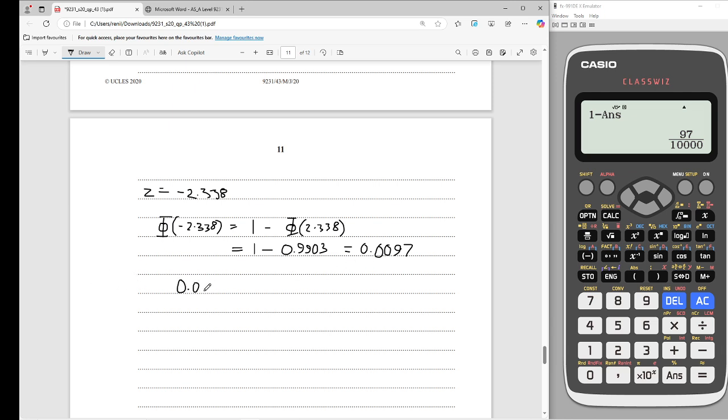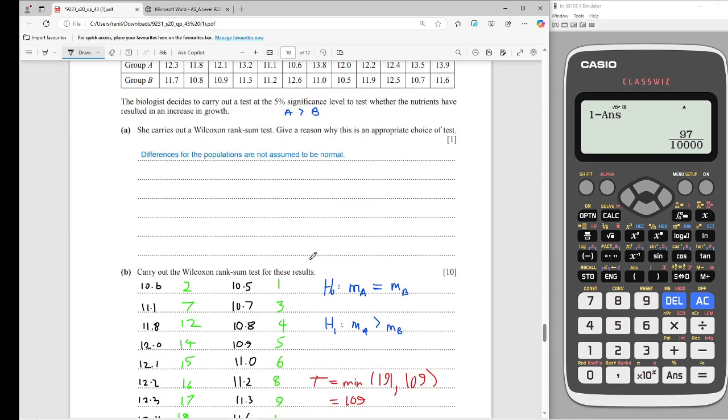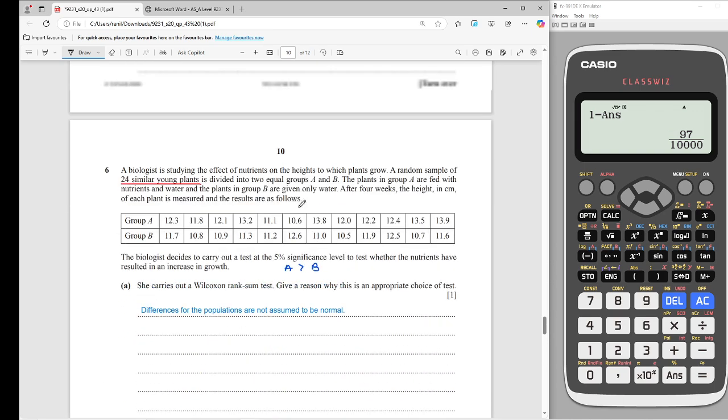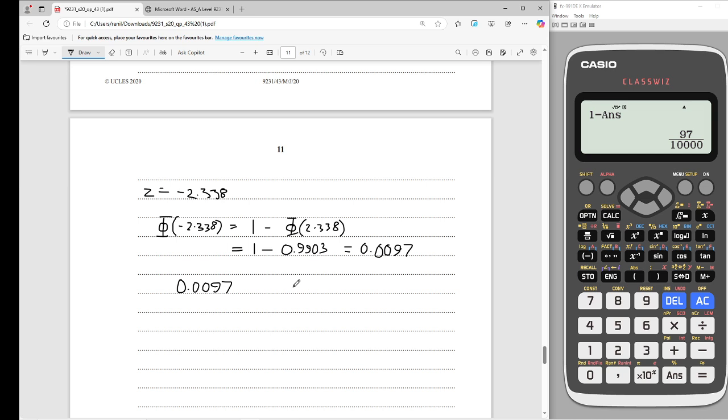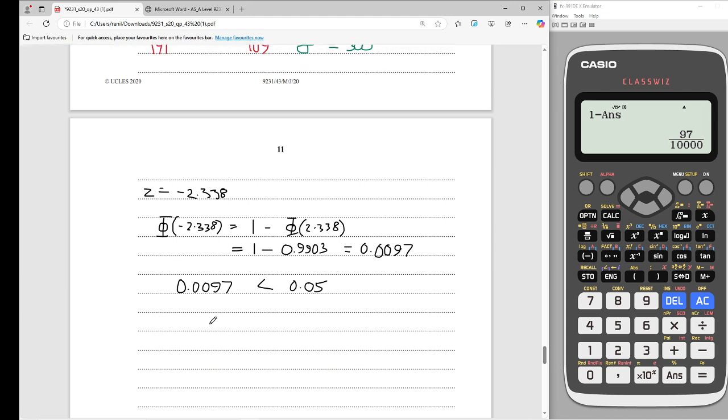Now this value right here, 0.0097, we have to now compare it with our critical value. In this case, our critical value will be the percentage itself because it's a probability kind. And we are carrying this out at 5% significance level. 5% is 0.05 in decimal. And this 0.05 is greater than this. And whenever the critical value is greater than the test statistic, we normally accept it. But in non-parametrics, we reject. So we have to reject H null.